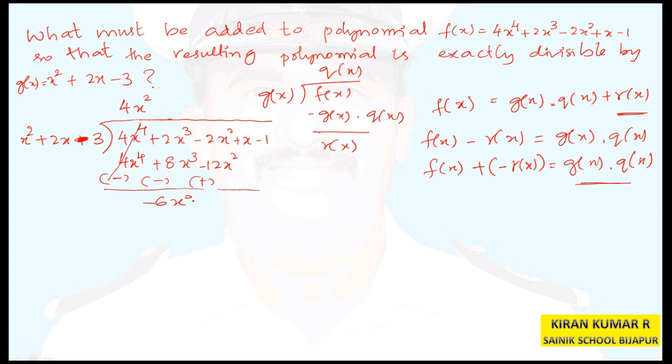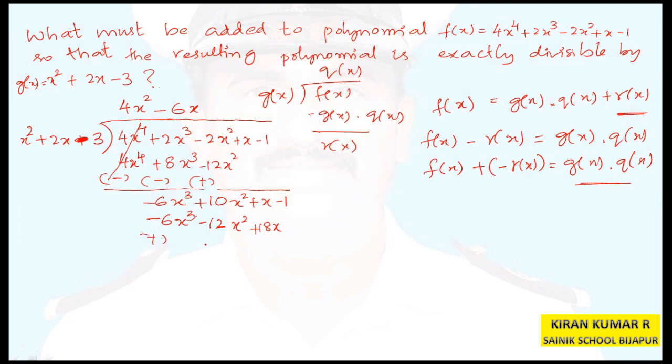Minus 6x cube. Plus 12 minus 2. The resulting number is positive 10. So plus 10x square plus x minus 1. Look at the first term, minus 6x cube. Divide by x square. I get minus 6x. So when minus 6x is multiplied, you get minus 6x cube. The second term is minus 12x square. Third term is positive 18x.